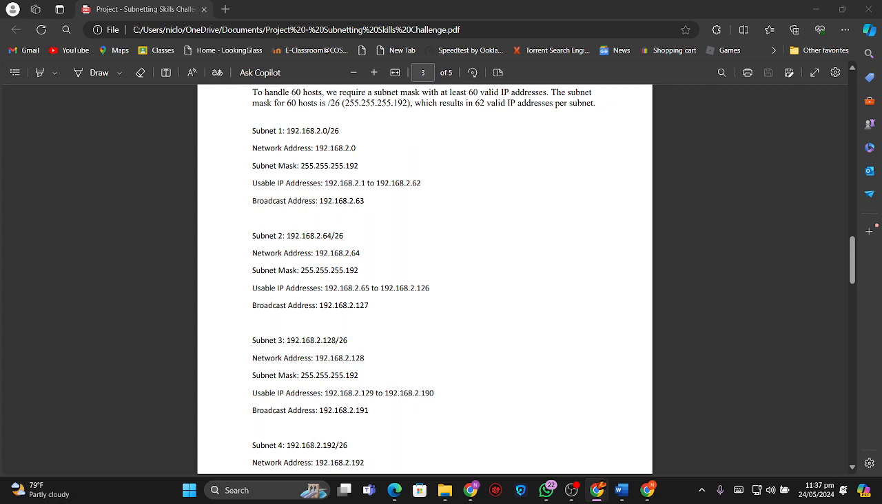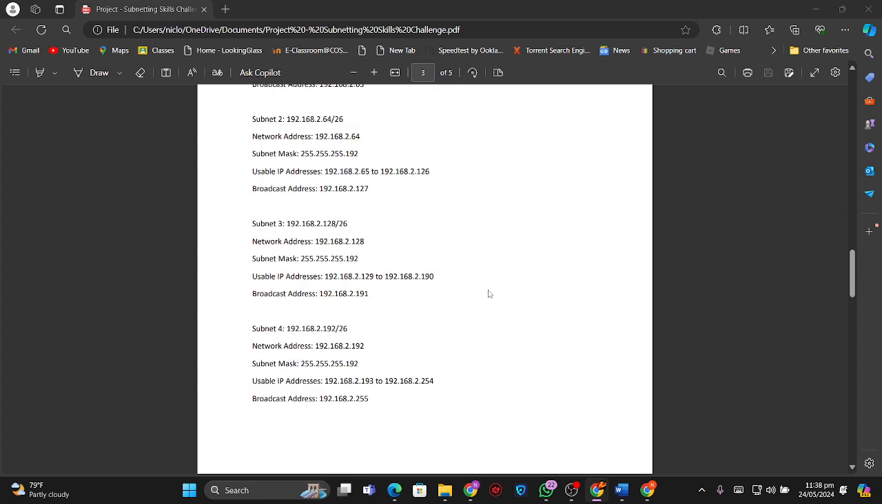Next, for the second subnet, we have the network address, which is 192.168.2.64, with a subnet mask of 255.255.255.192, and usable IP addresses ranging from 192.168.2.65 to 192.168.2.126. The broadcast address would be 192.168.2.127.